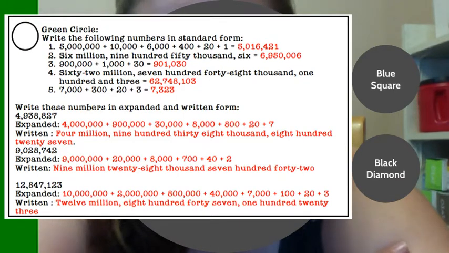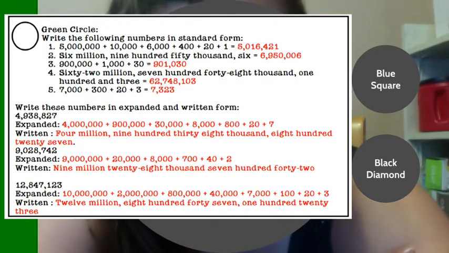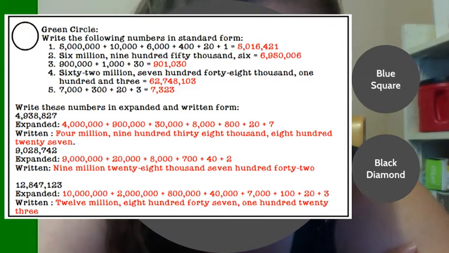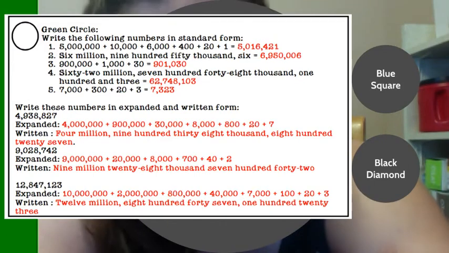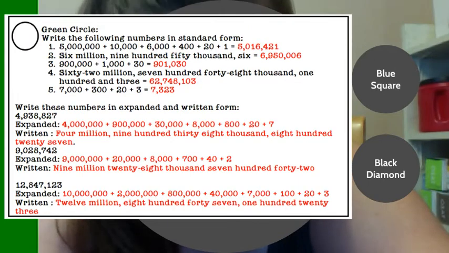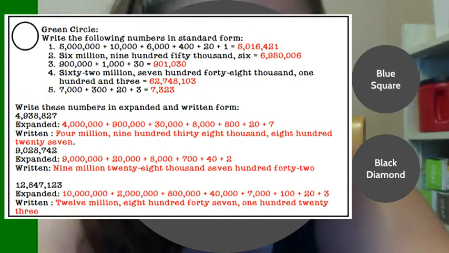And with our powers of 10, that'd be 9 times 10 to the 6th power plus 2 times 10 to the 4th power plus 8 times 10 to the 3rd power plus 7 times 10 to the 2nd power plus 4 times 10 to the 1st power plus 2. Our next one in expanded form would be 10 million plus 2 million plus 800,000 plus 40,000 plus 7,000 plus 100 plus 20 plus 3.